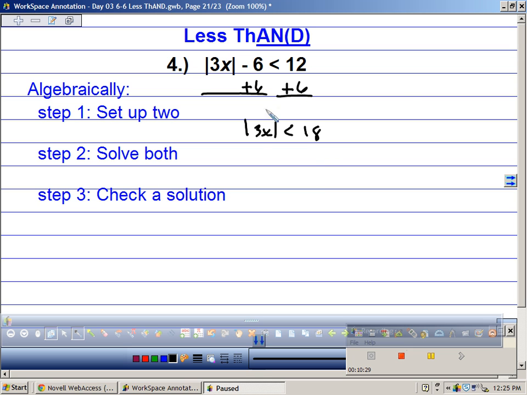Now can I solve it? Yes. So now I have 3x is less than 18, and 3x is greater than negative 18.